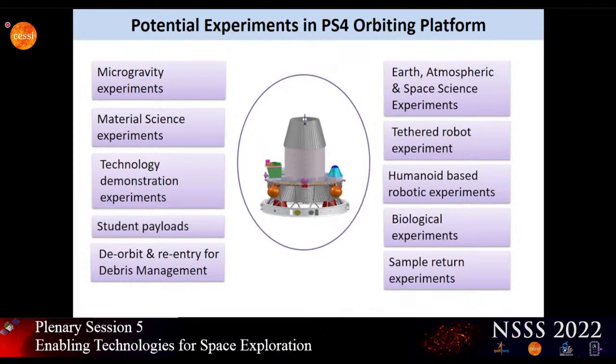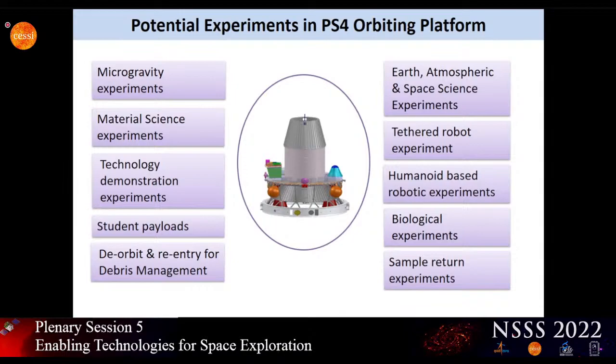So the potential experiments that can be done with the PS4 orbiting platform: first is undoubtedly microgravity, because it offers a platform for microgravity experiments which is unique. The second is material science, because for material science in microgravity or close to microgravity, the potential of PS4 in doing material science experiments is tremendous.